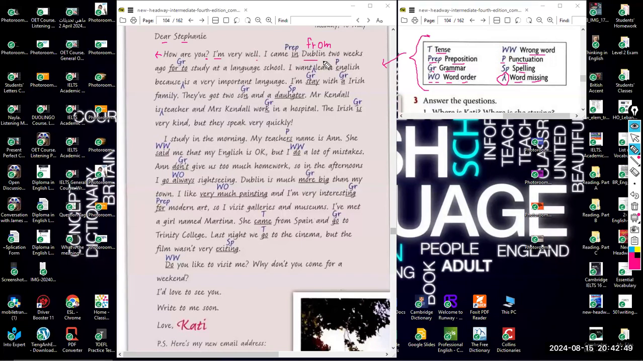I came from Dublin 2 weeks ago to study at a language school. So notice here, guys, I have a grammar mistake. Notice this symbol denotes the grammar.